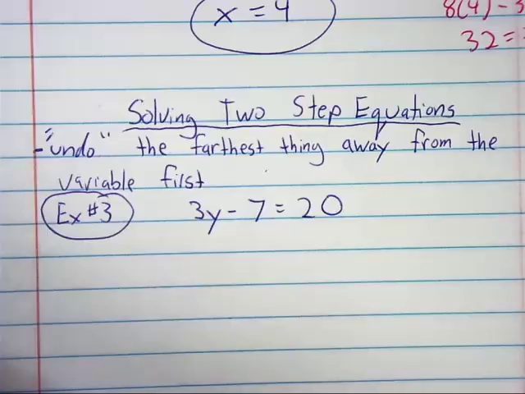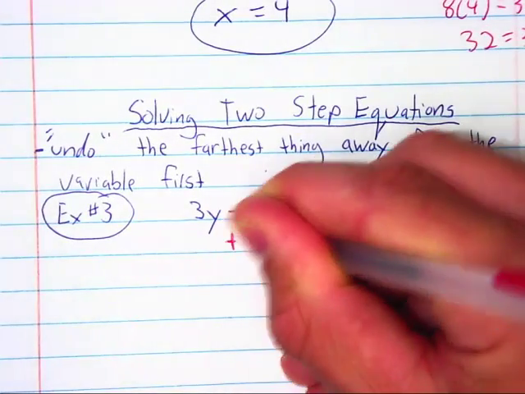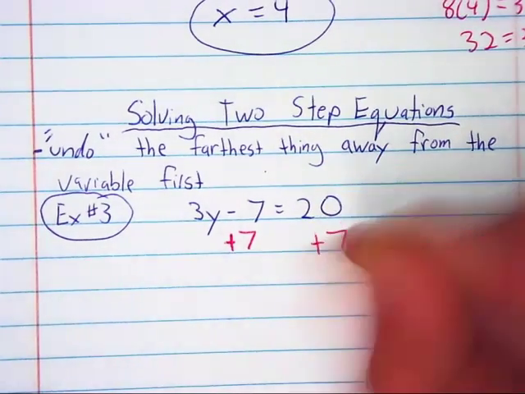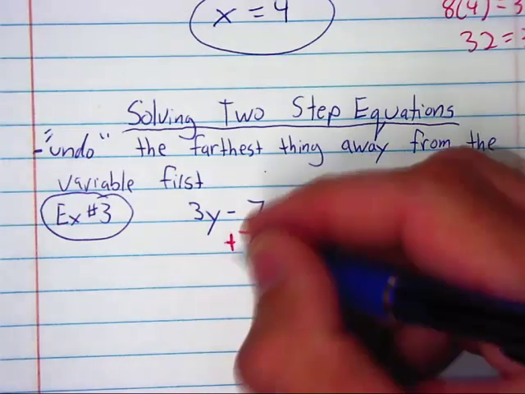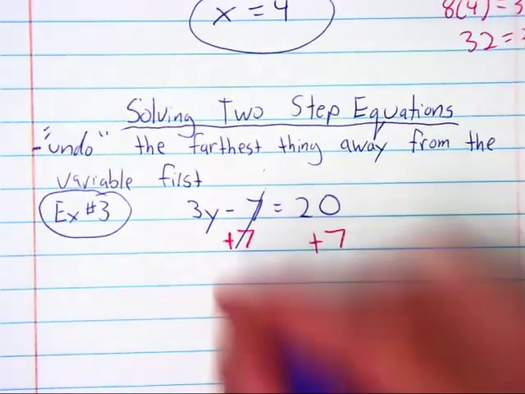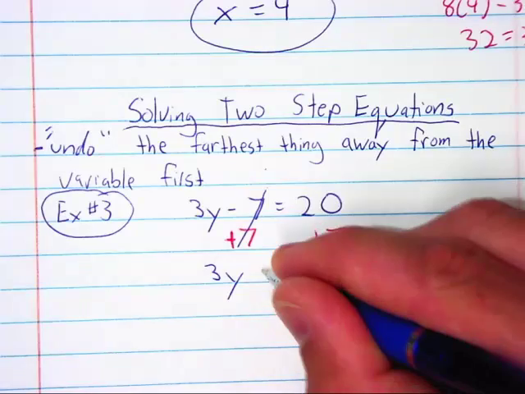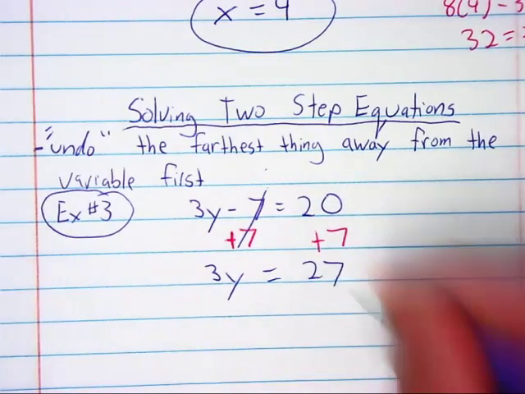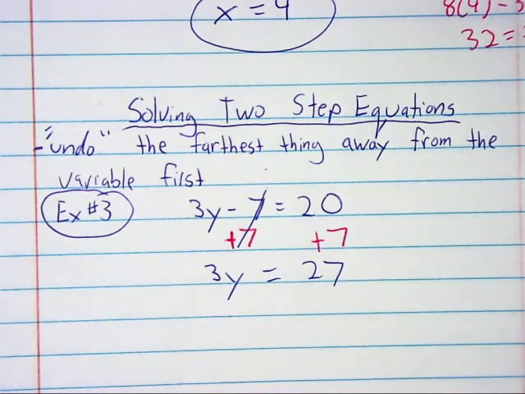So we have to undo the 7 by the opposite, adding. Whatever you do to one side, you do to the other. So that will cancel out. We get 3y equals 27. Now what should we do, Kyle?